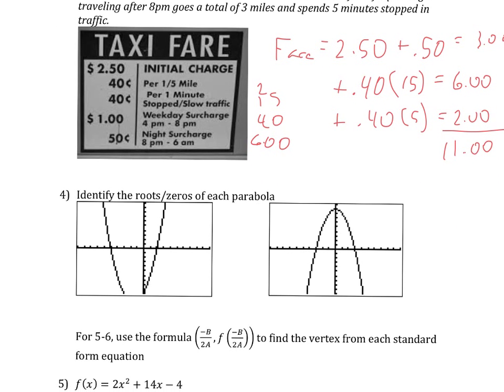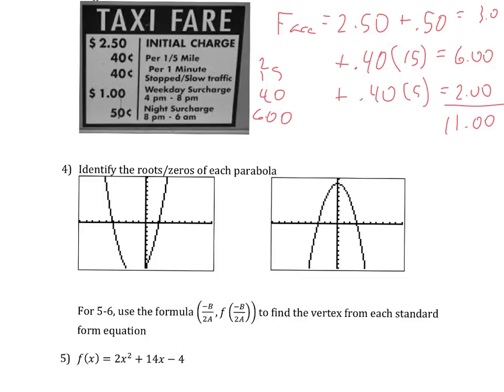Number 4, identify the roots and the 0 of each parabola. Just to remind you, the roots and zeros is another word for x-intercepts. So that is this spot and this spot. Now you can kind of show your answer in a couple different ways. First of all, the coordinates of those points. Let's see, this one on the left is count over 5. So that is the point -5, 0.